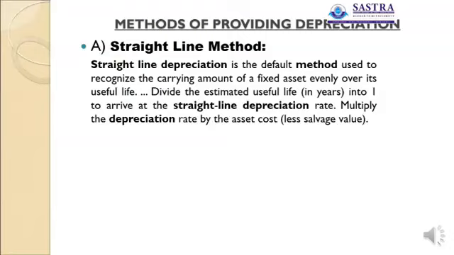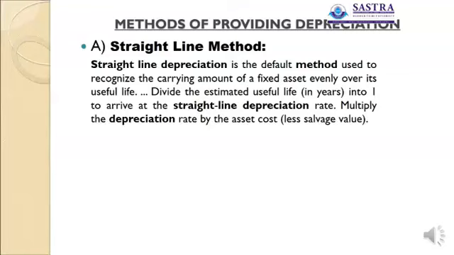Let us see various methods of providing depreciation, or methods of calculating depreciation. This is the first method, the straight line method of providing depreciation. How you maintain the depreciation under this method is very important. The straight line depreciation method is the default method used to recognize the carrying amount of a fixed asset evenly over its useful life.